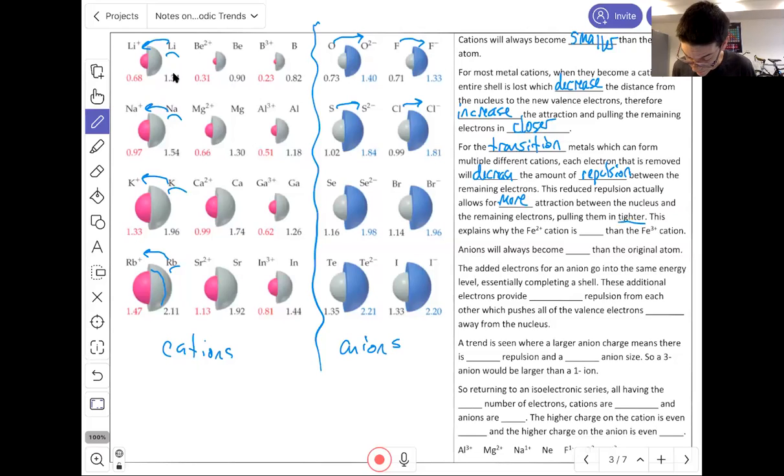So the Fe2+ cation only lost 2 electrons, but the Fe3+ cation lost 3. So which one is going to be smaller, 2+ or 3+? 3+. 3+ is going to be smaller. So the Fe2+ cation is larger than the Fe3+.